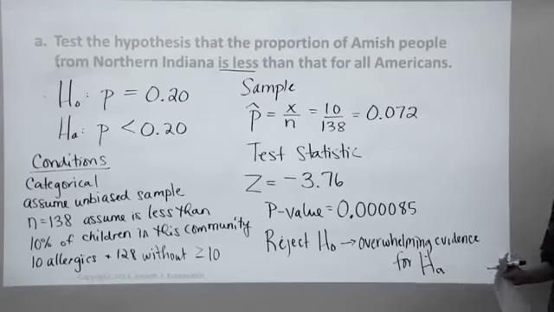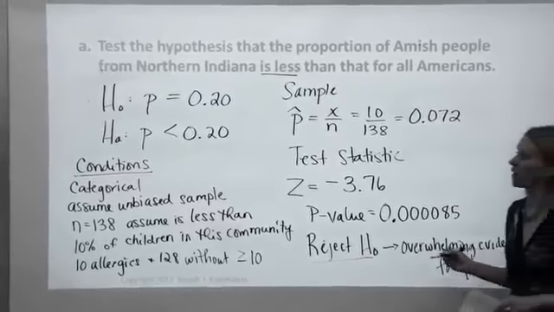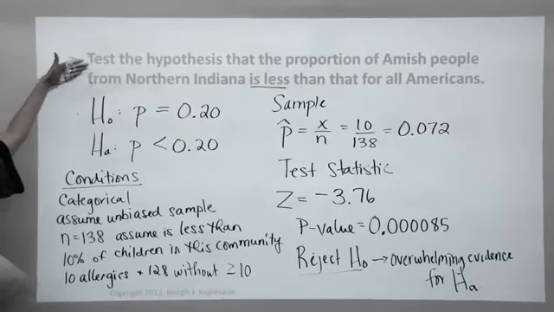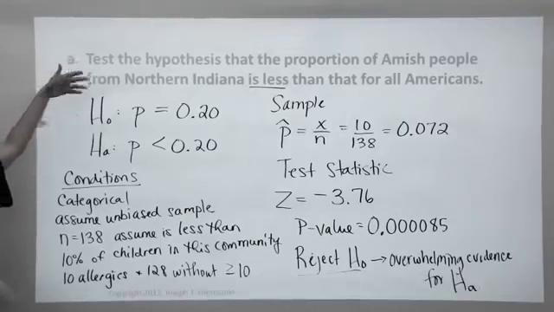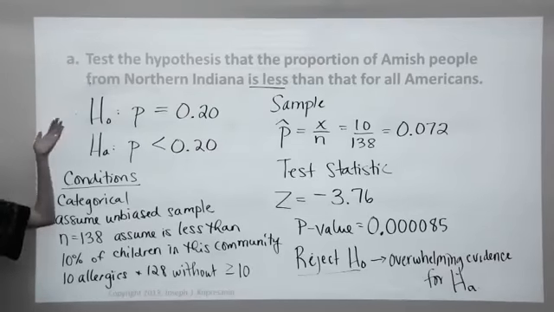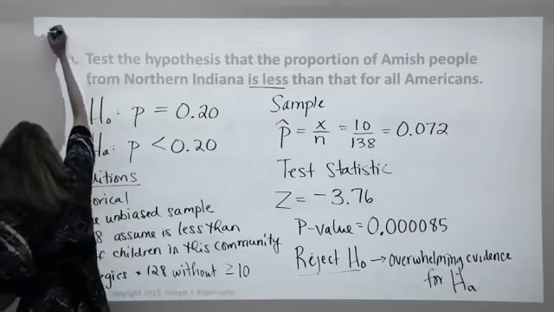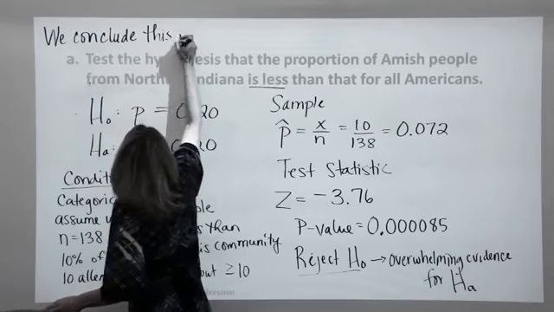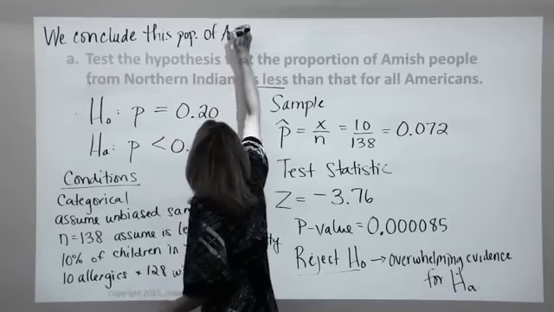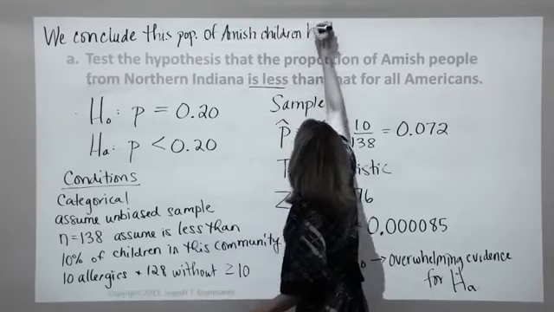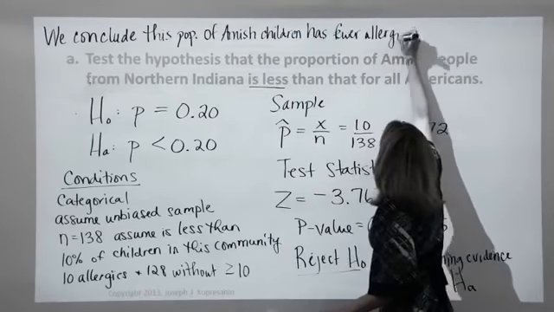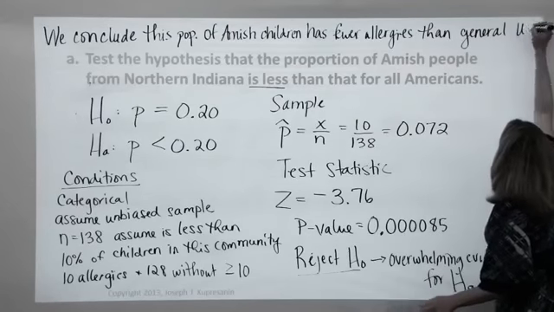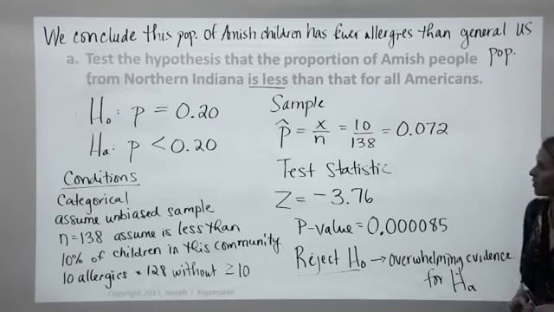And last thing in A, maybe I'll try to squeeze it up at the top. In addition to making your decision, we go ahead and we say what that means in the context of the problem. If we reject the null hypothesis, we found, in this case, overwhelming evidence for the alternative hypothesis. We did find evidence that the proportion of Amish people in northern Indiana that have allergies is clearly less than it is for all Americans. So, let's see if I can fit this here. We conclude this population, I'll abbreviate that, of Amish children has fewer allergies than the general U.S. population. So that would be our conclusion.